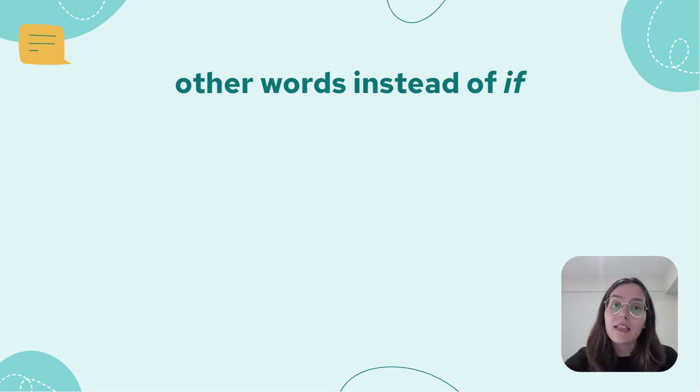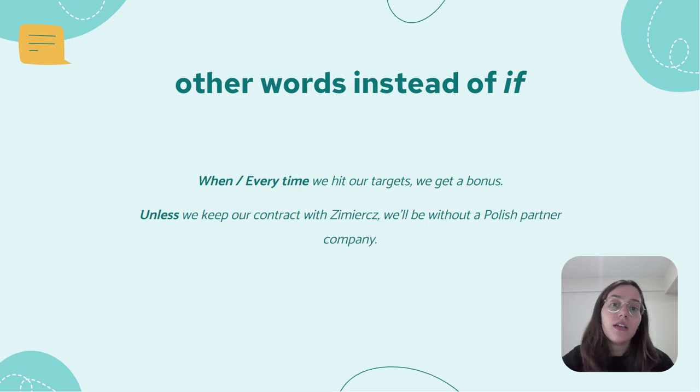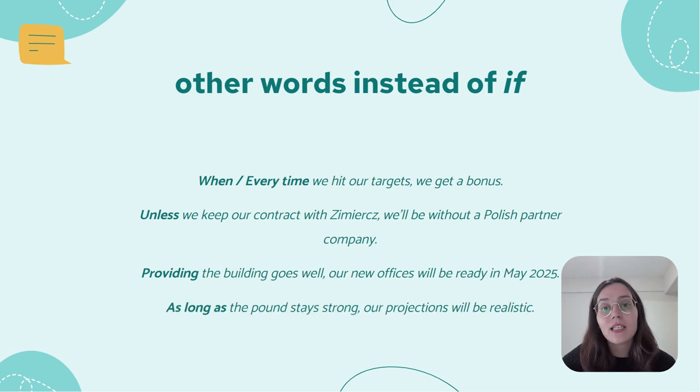I can replace if by means of other elements. I can do so by means of when and every time in a first conditional. Every time we hit our targets, we get a bonus. Unless we keep our contract with Zimirx, we'll be without a Polish partner company. Providing the building goes well, our new offices will be ready in May 2025. And as long as the pound stays strong, our projections will be realistic.